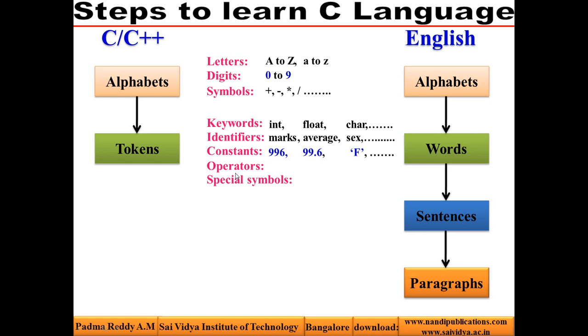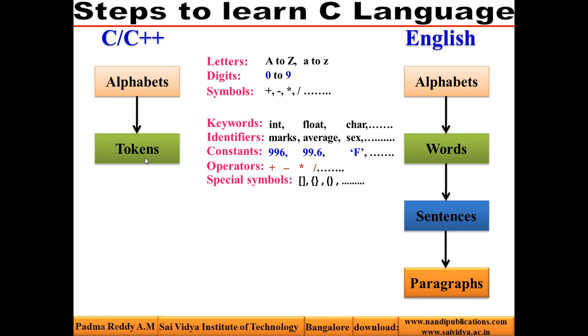Now let us see some of the examples for operators. Operators such as plus, minus, star, slash, etc. will be used in C language. Next, some of the special symbols such as brackets, braces, parentheses and so many other special symbols are also we are using. So, the various tokens such as keywords, identifiers, constants, operators and special symbols we have learnt. In the coming section in detail we see what each token does.